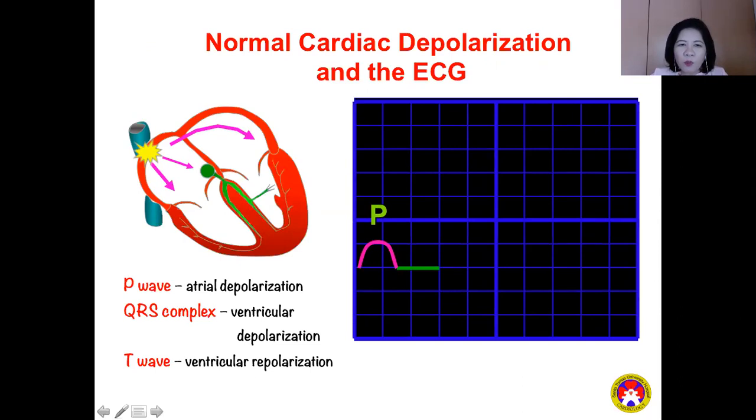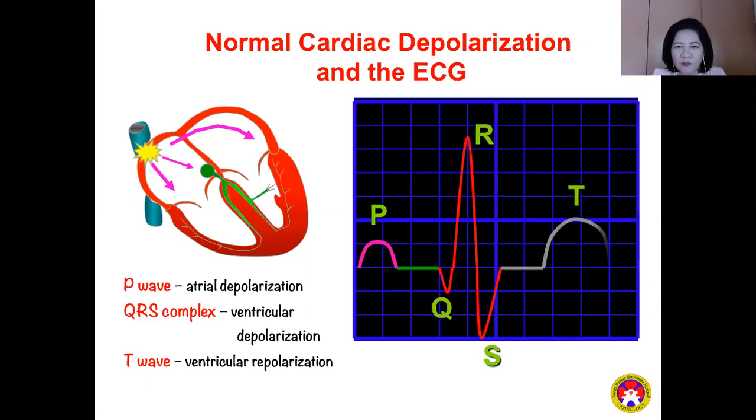Thereafter, the wave of depolarization will travel down both bundles to the Purkinje and eventually the ventricles, depolarizing first the septum, producing the Q wave, eventually the rest of the ventricles producing our RS. So once we see the QRS, we know that we have depolarized both ventricles. And eventually, we will see the T wave, which tells us that the ventricles have been repolarized.